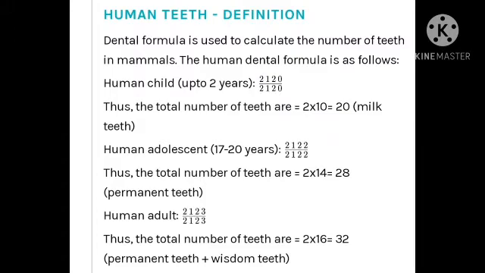And in adults the formula is 2123 on the upper jaw, 2123 on the lower jaw. When you double it, it becomes 32. So the total number of teeth is 32. So please tick mark these dental formulas, they are important.